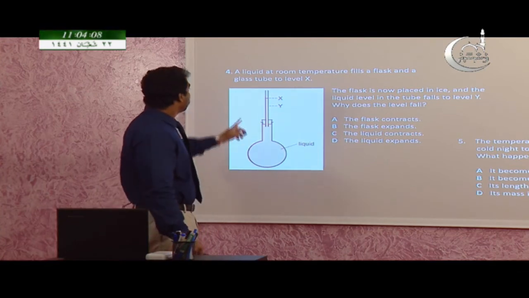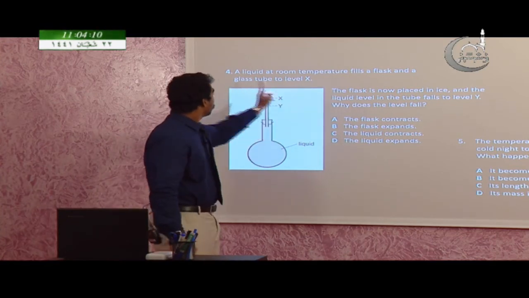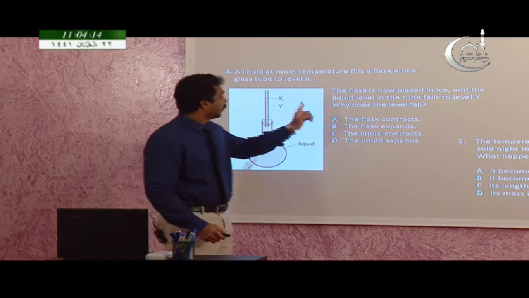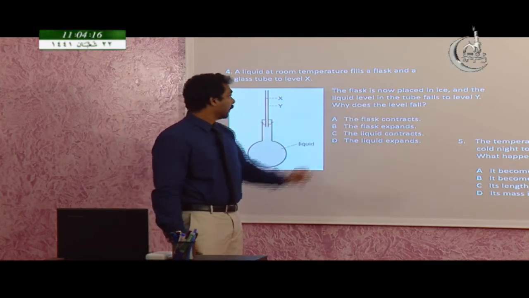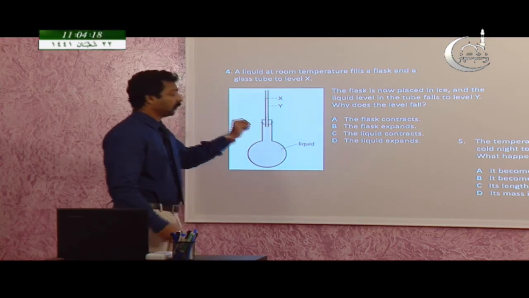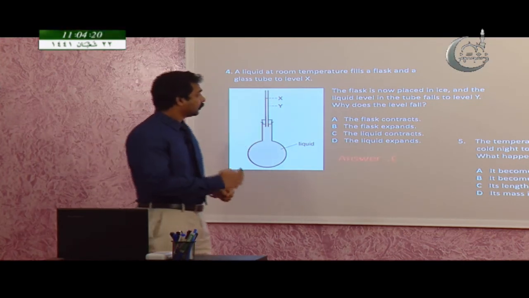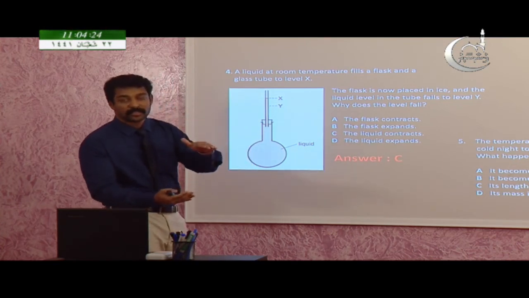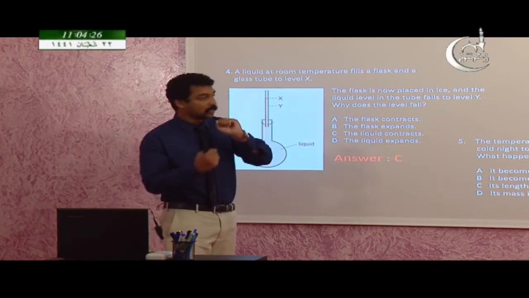The concept is here the liquid in the glass tube is at level X. Now the liquid level in the tube falls to level Y. The level is going down. That means the answer is C, the liquid contracts, so the level goes down. When liquid contracts, the level goes down.